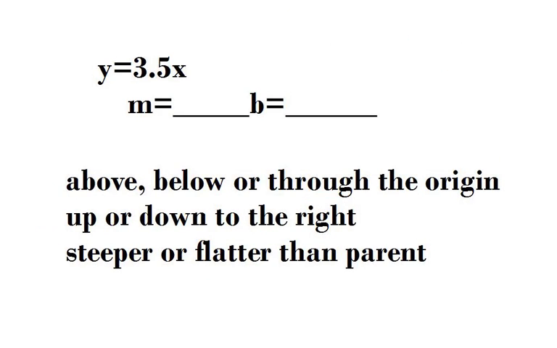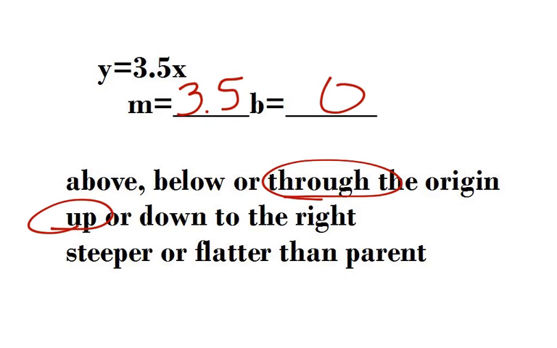Y equals 3.5x, my slope is a number with x, it's 3.5. My y-intercept is the constant. There's not one, so it's 0. Since the y-intercept is 0, it goes through the origin. Since the slope is positive, my line goes up to the right. And since 3.5 is bigger than 1, my line is steeper than the parent.